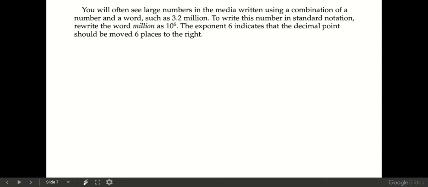And if you remember, the reason why it's 10 to the sixth power is because 1 million is 1 with 6 zeros after it, right? So if I look at 3.2 million, it would be written as 3,200,000, right? It would just be taking the decimal point and moving it 6 decimal places to the right.